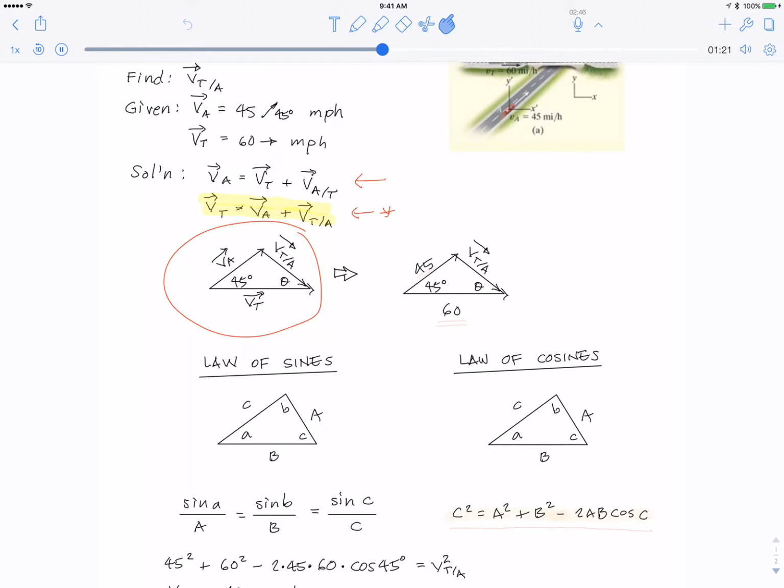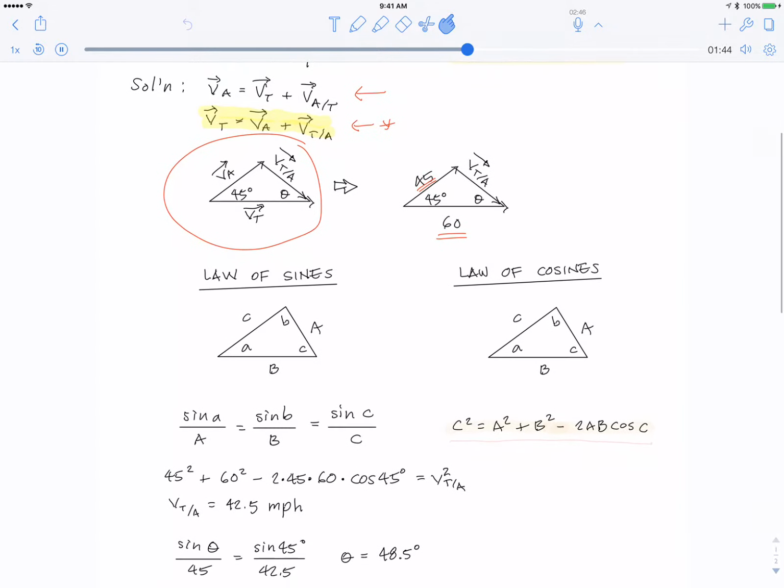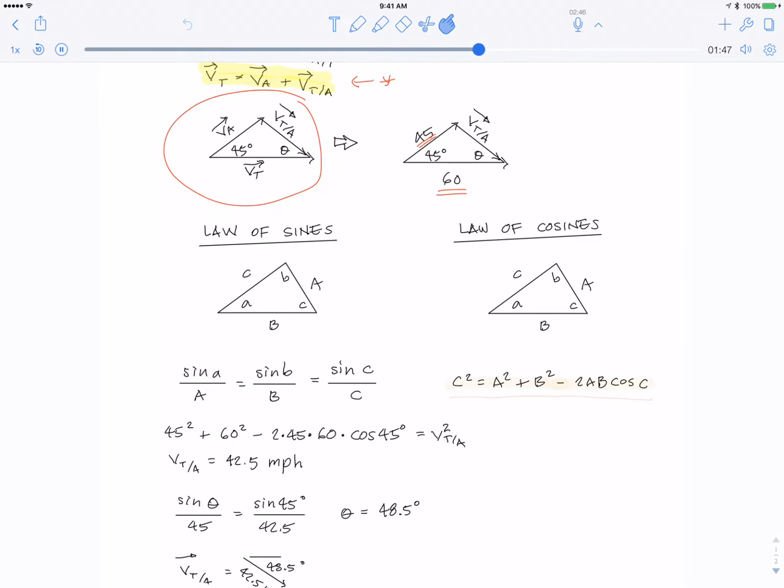So I've put in the numbers. The train is going 60 miles per hour. The car is going 45 miles per hour. It's confusing. The angle is also 45 degrees. And so we need to get this vector train relative to A, VT relative to A. This is going to involve using the law of cosines and the law of sines. So I've put down here the law of sines for your review and the law of cosines.